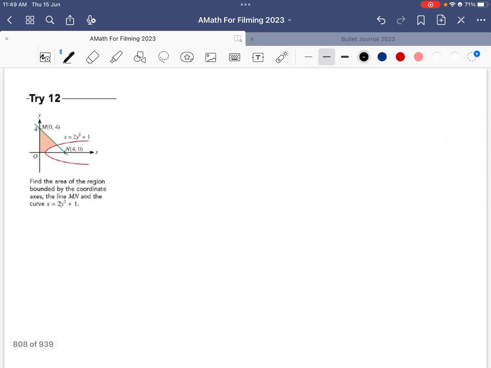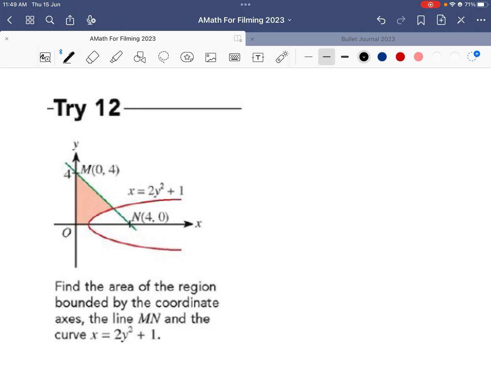Now your turn. Pause the video, try 12. So this question is similar to what we have done earlier. So you can always try the trapezium method that I spoke about. The trapezium method being you find the area of this trapezium minus this area, but since they already give you in terms of where x is the subject of the formula, I think just use my method.